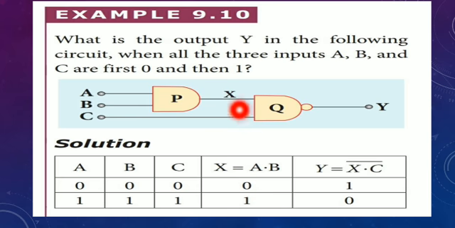If I am taking this as the input, therefore what is the formula for the NAND gate? A dot B into, A dot B whole bar. So therefore A is X dot C whole bar, so that is the inverse, therefore 0.